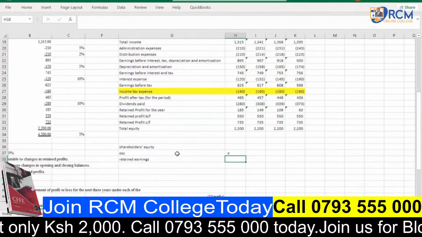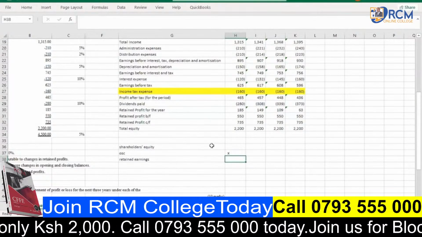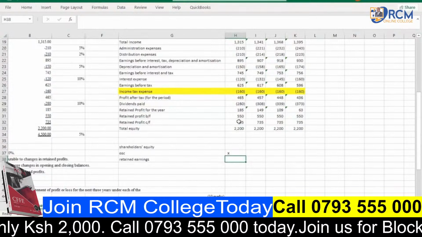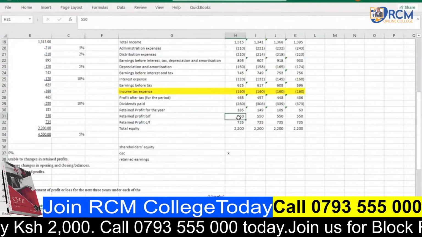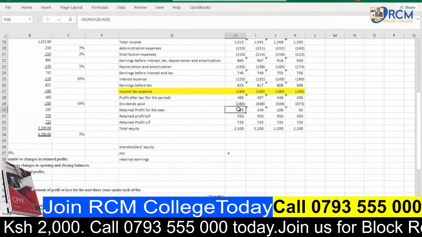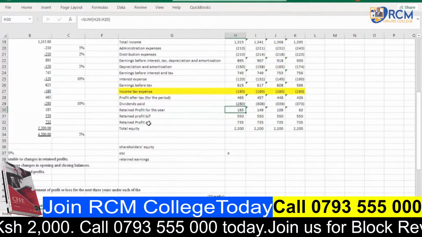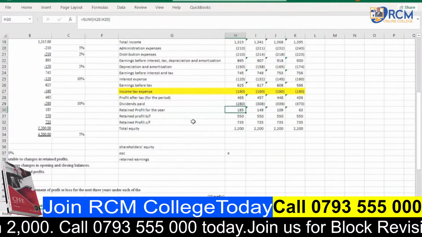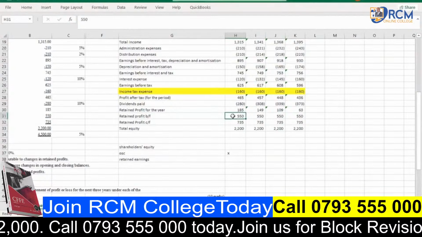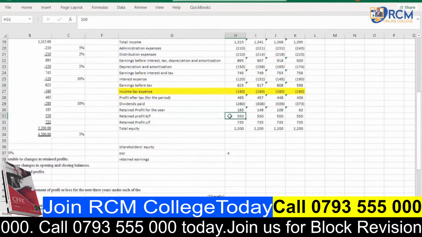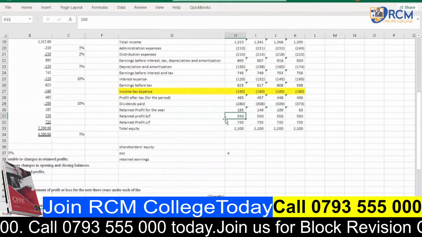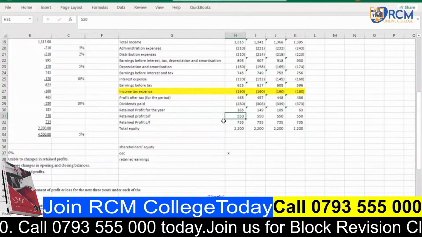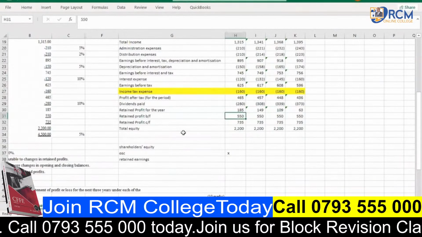Retained earnings carried down is what we bring to the statement of financial position. Not retained earnings brought down, not profit for the year, but retained earnings carried down or carried forward. The brought down is the retained earnings as at the beginning of the year, or from the previous year. Then we add to it the retained profit for the year in the current period.